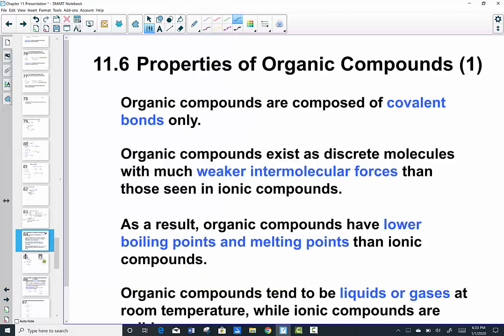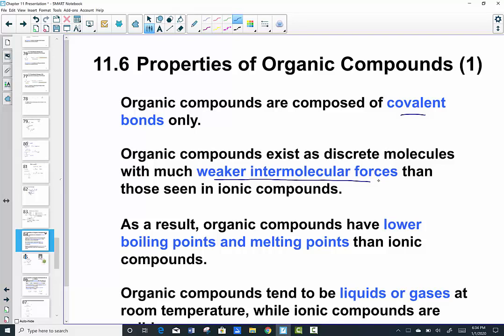In our next topic, we talk about properties of organic compounds, in terms of polarity. So organic compounds are composed, we know, of covalent bonds only. There are no ionic bonds. These organic compounds exist as discrete molecules and form intermolecular forces, or intermolecular attractions between molecules, which are weaker than we see in ionic compounds.